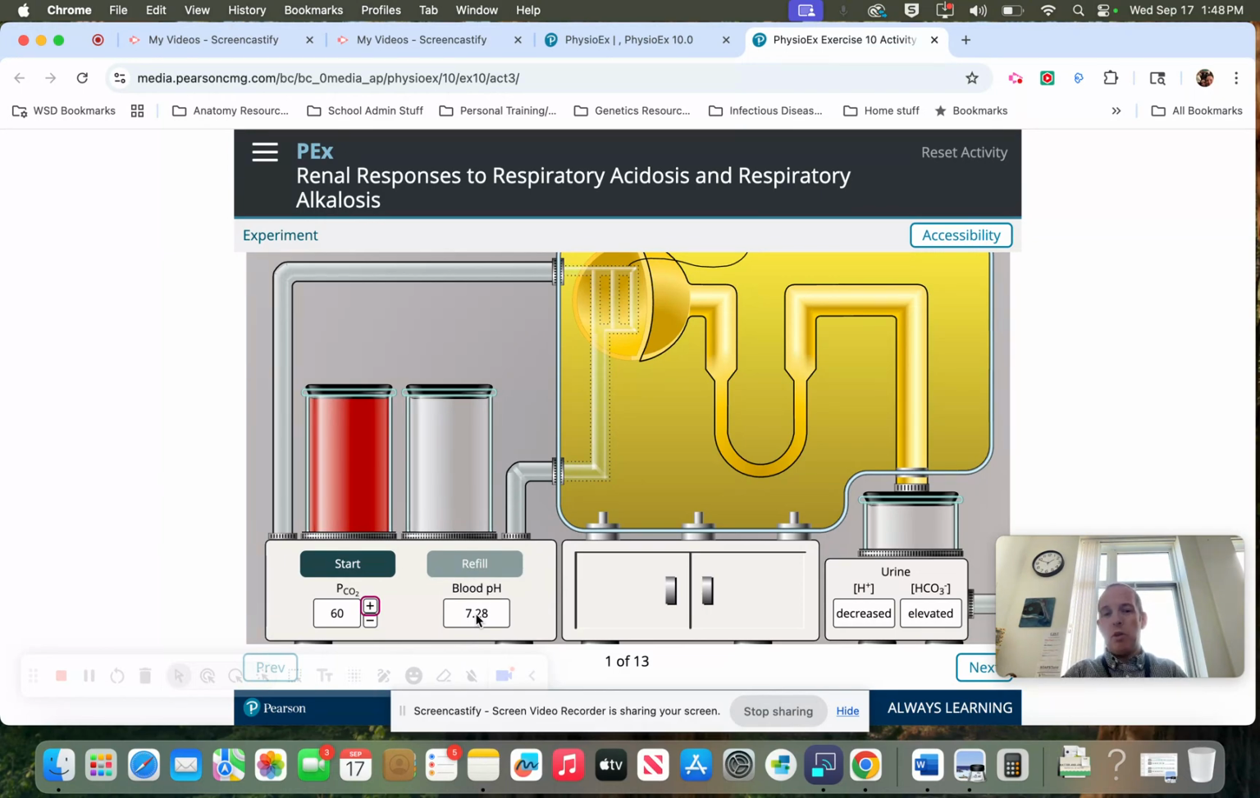So this is probably what my parents' urine would have looked like in the context of their lungs being generally terrible at being lungs. So we're going to go ahead and start this.